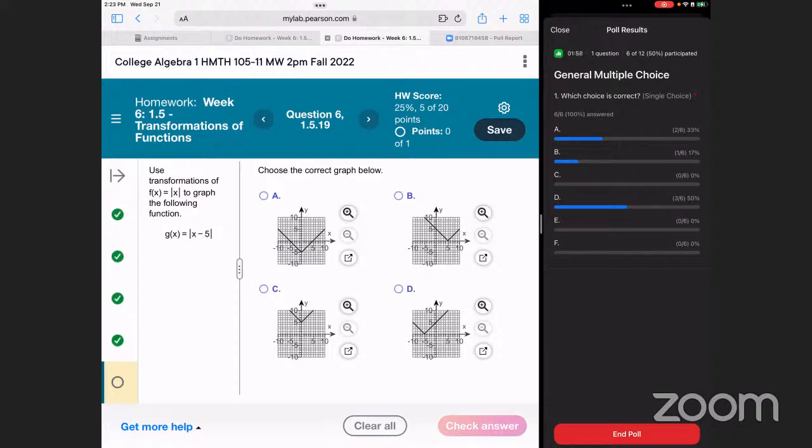So because we subtracted 5 on the inside, and it's the reverse of our intuition, that means if you follow the vertex, it should go to the right.